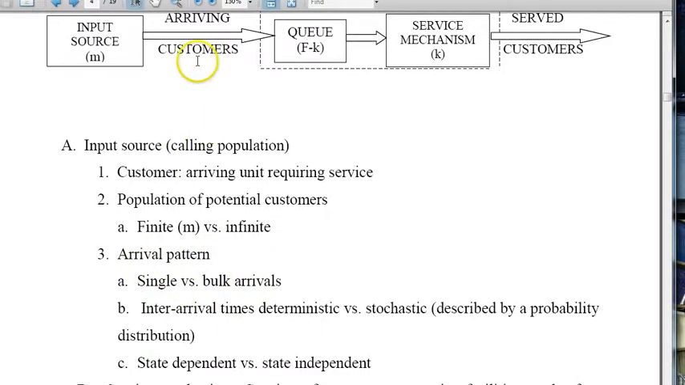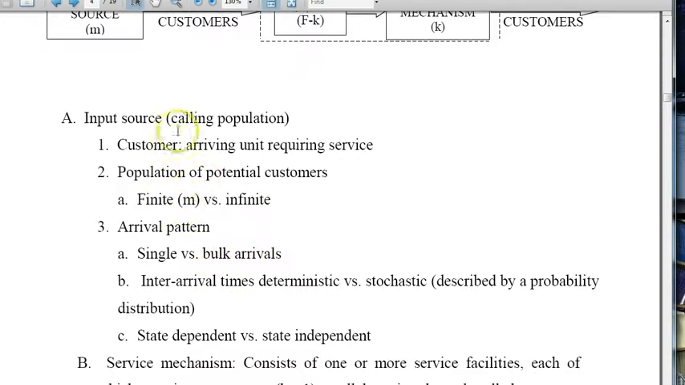Arrival pattern: customers arrive, can be singly or in bulk, like buses arriving at a bus station. We talk about inter-arrival times. Times between customer arrivals can be deterministic, or it can be stochastic, which means a source of randomness described by a probability distribution.